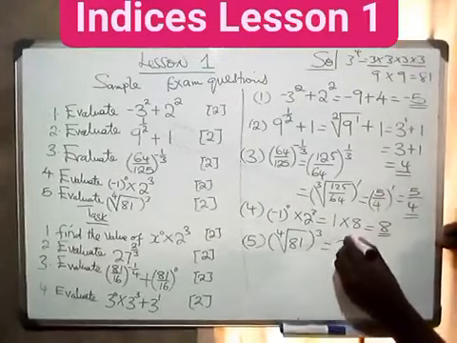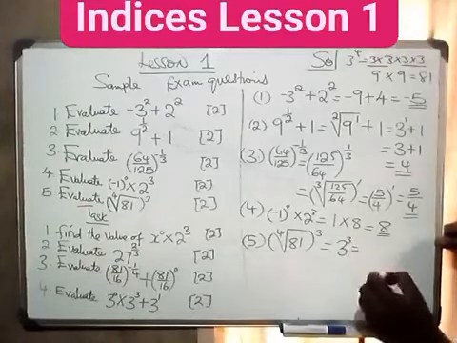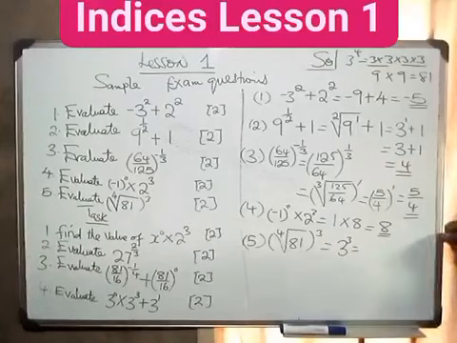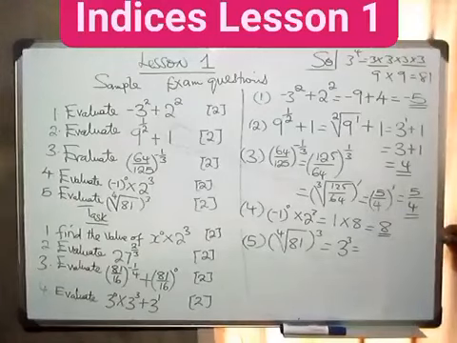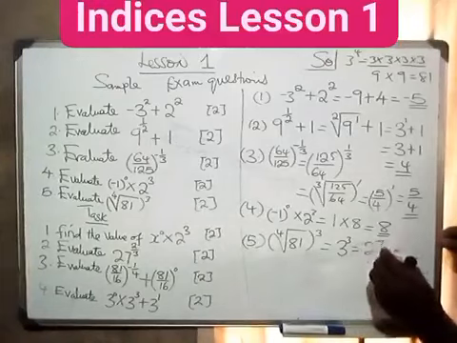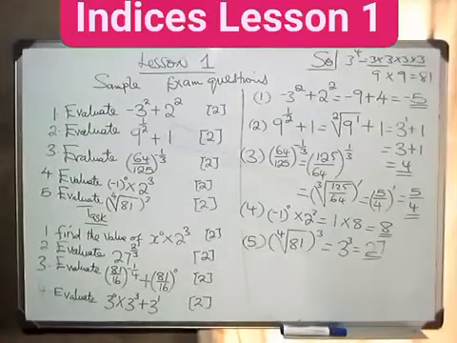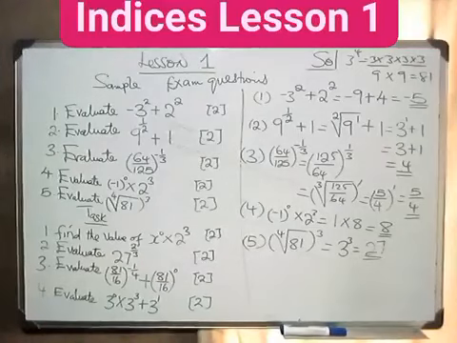So it will be 3 to the power 3. And what is 3 to the power 3? It is 3 times 3 times 3. What is 3 times 3? The answer is 9. 9 times 3, the answer is 27. So this means that 3 to the power 3 is 27. Okay. So we have 27 as our final answer for question number 5.